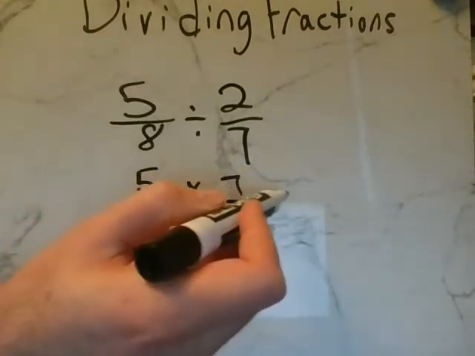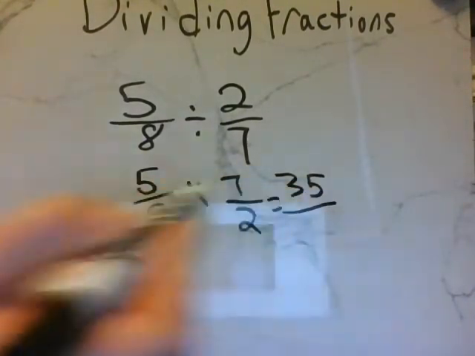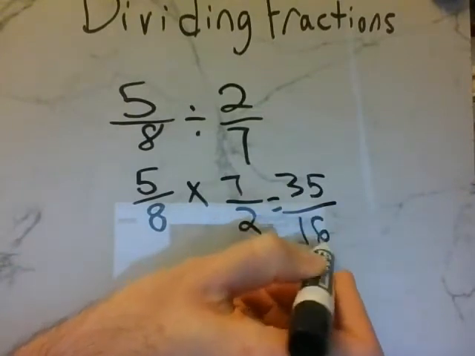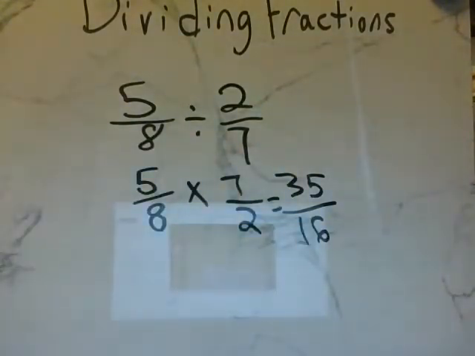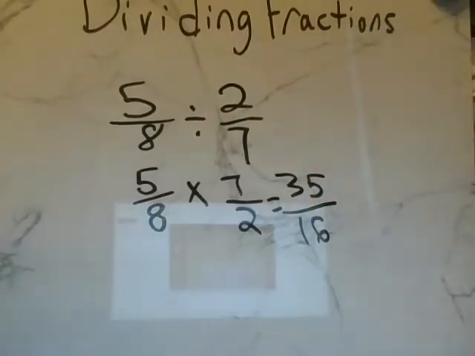5 times 7 is 35. 8 times 2 is 16. And then you say, whoa, wait a minute, the numerator is bigger than the denominator. That's true. What we have here is called an improper fraction. So we want to change that to what's called a mixed fraction, where you have a whole number and your fraction. So we think, how many times will 16 go into 35? Or how many times can I subtract 16 from 35, is another way to put it, and not go over.